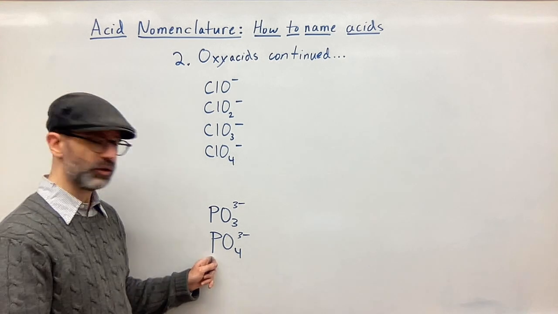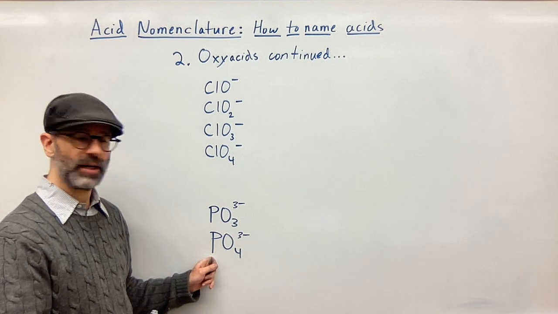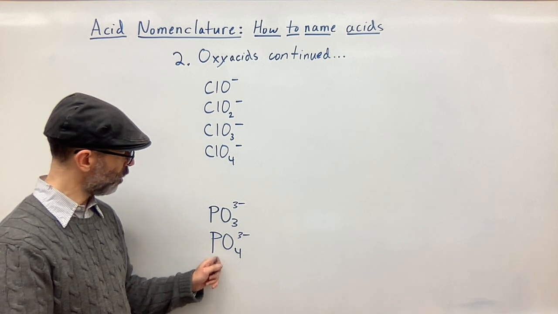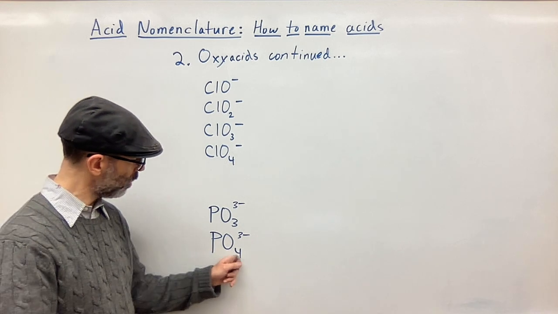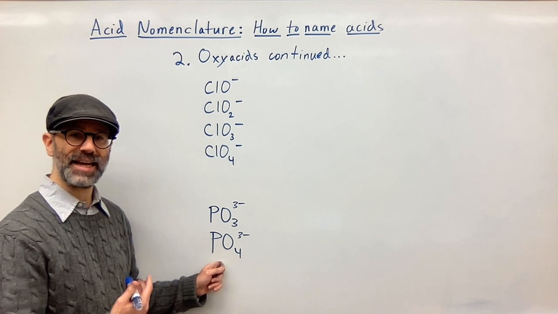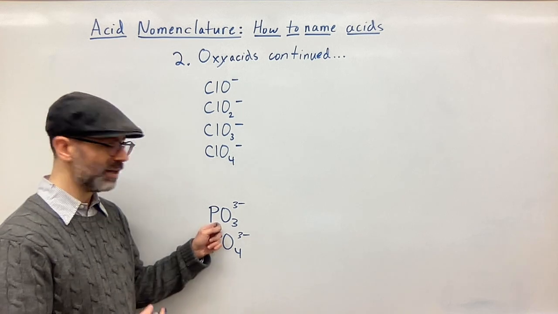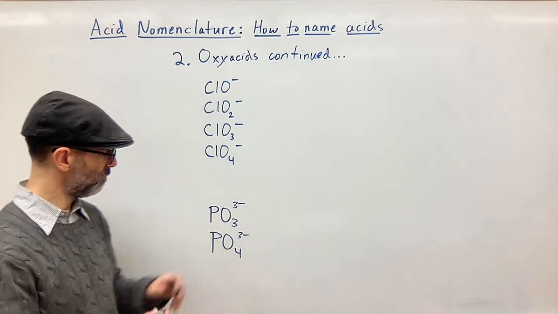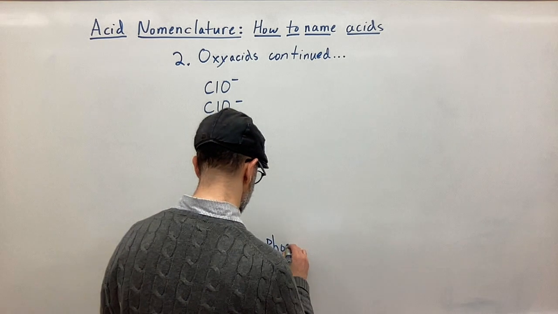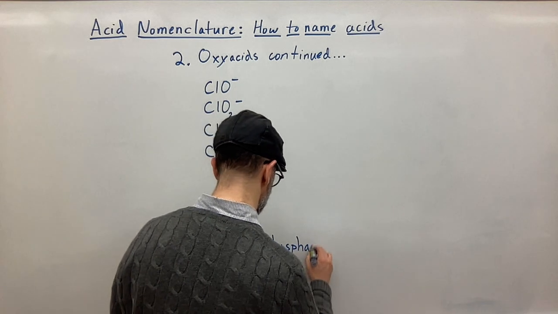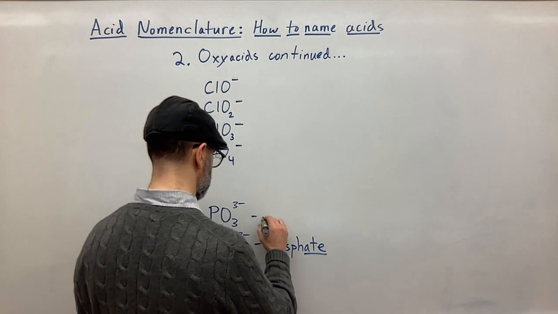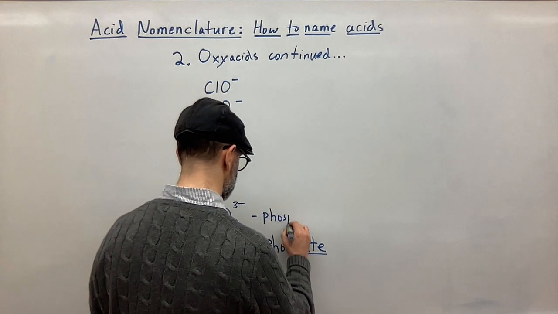So you take phosphorus, drop the ending, right? And then you add the ATE at the end of it. We have 4 oxygens here, so the one with more oxygens has an ATE ending. The one with less oxygens has the ITE ending. So this one would be phosphate, and this one is going to be phosphite.